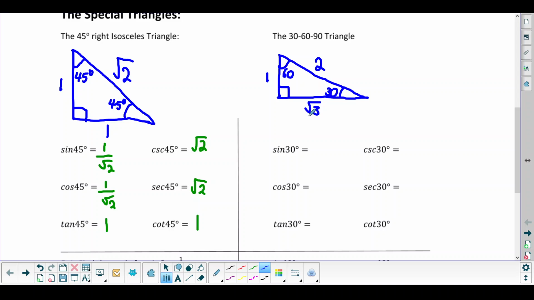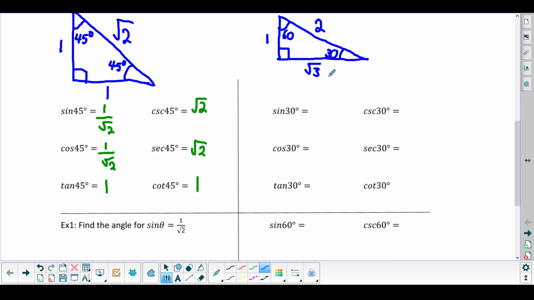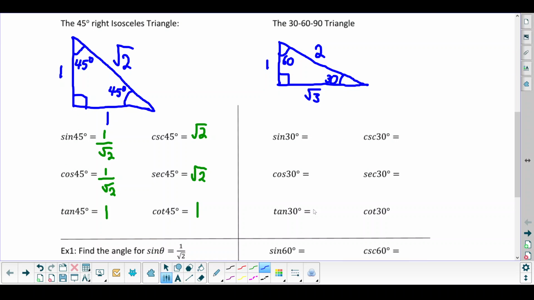All right. So this is the 30, 60, 90 triangle, and this is the 45-degree right isosceles triangle. Now, we could write down all the trig ratios for 30 degrees and all the trig ratios for 60 degrees. And you do not need to memorize all those trig ratios. That's way too many. That's a total of, what's that, 18 trig ratios? That's a lot to memorize. I don't think I could do that.